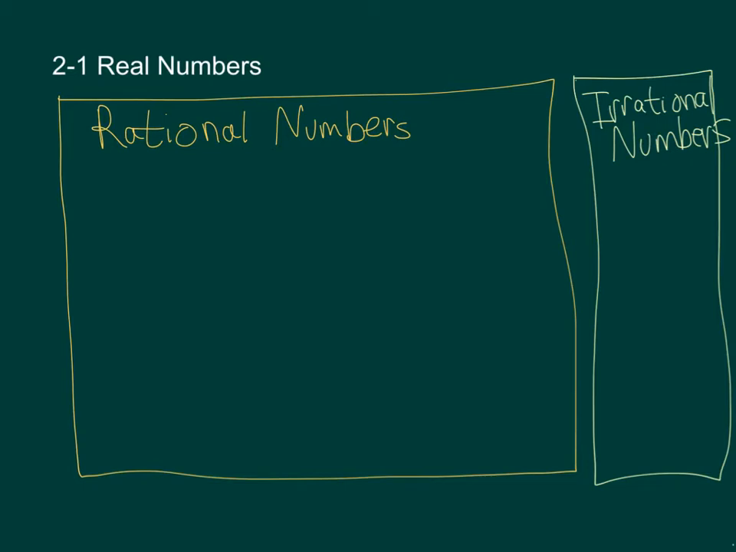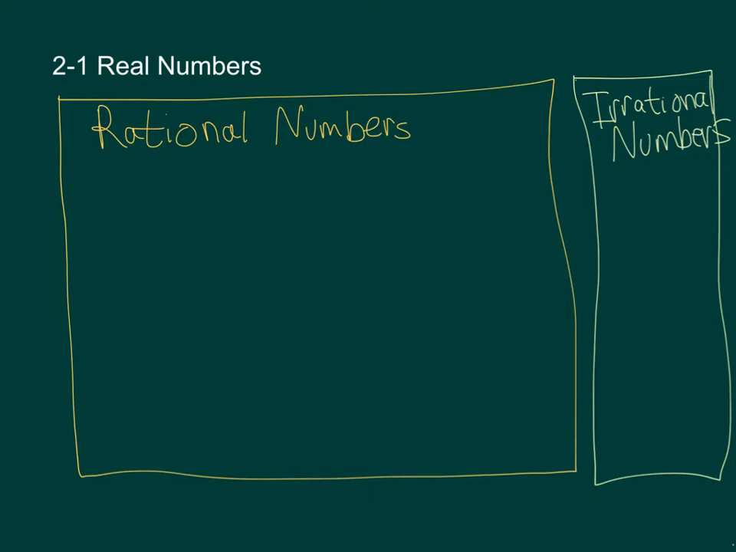Okay, and if you're looking for this information in your textbook, my lesson 2.1 is a little bit different than the textbook's lesson 2.1. So you can find this information on page 46 of the textbook, under section 1.8 number systems. If you need additional information, go there.